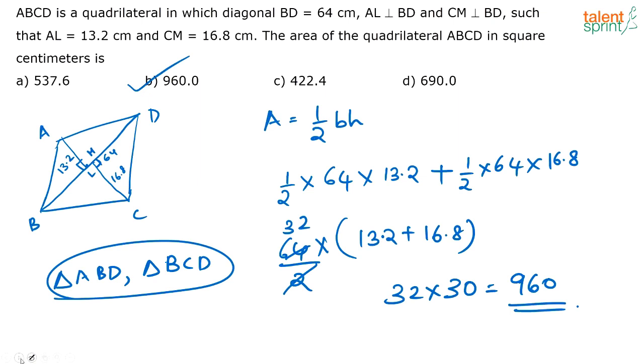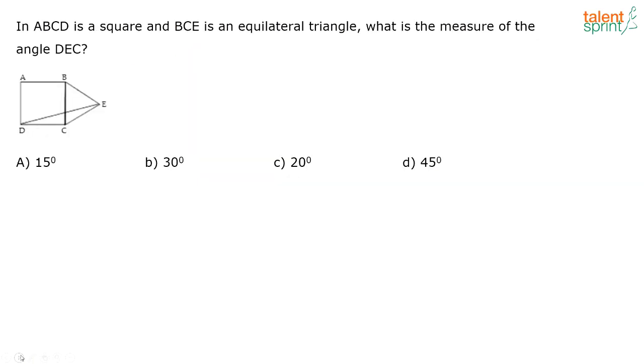Good. Now let's move on to the next question. The next question is there on your screen. If ABCD is a square and BCE is an equilateral triangle, what is the measure of angle DEC? So angle DEC, you have to find out what this angle is.